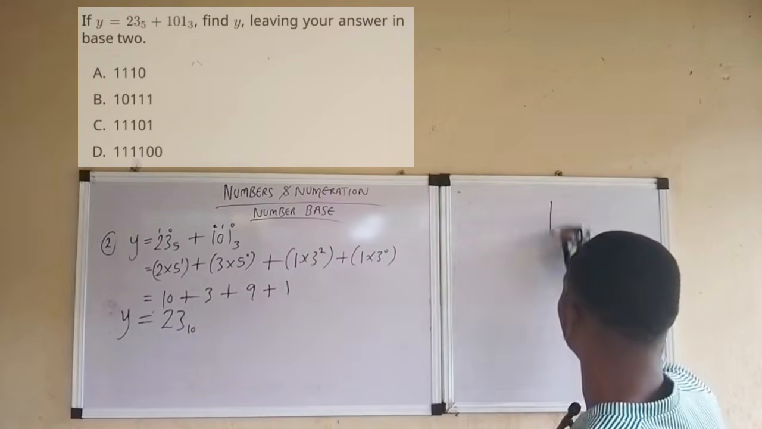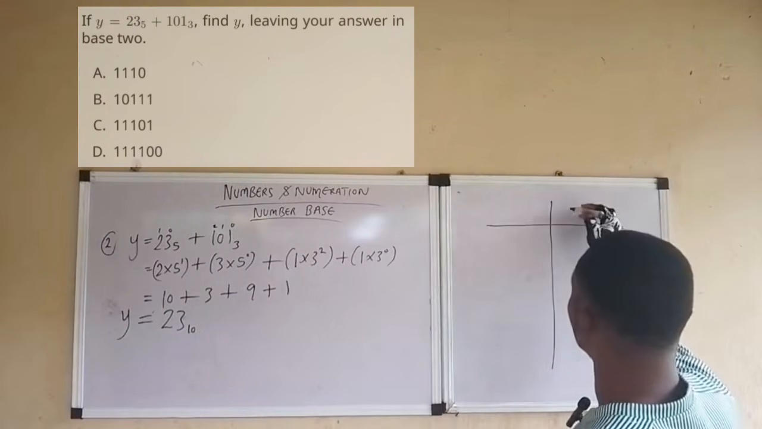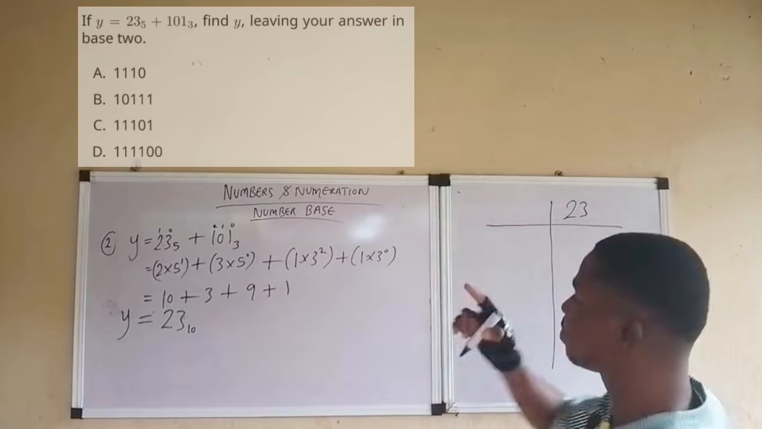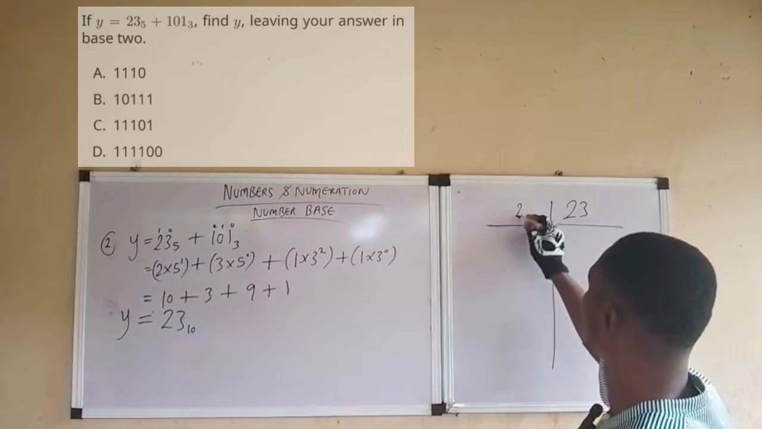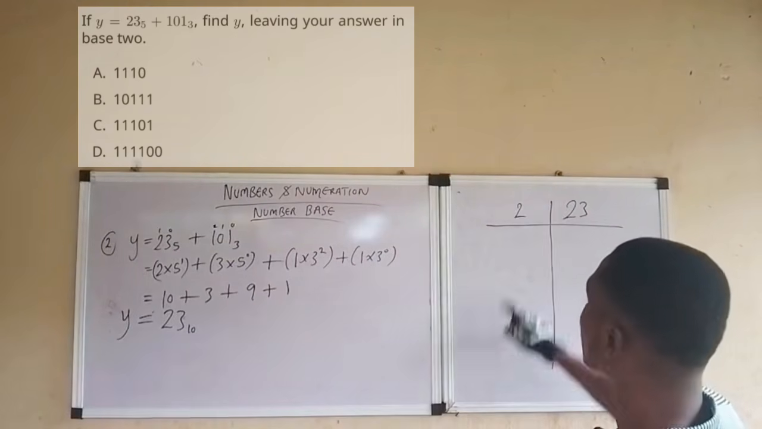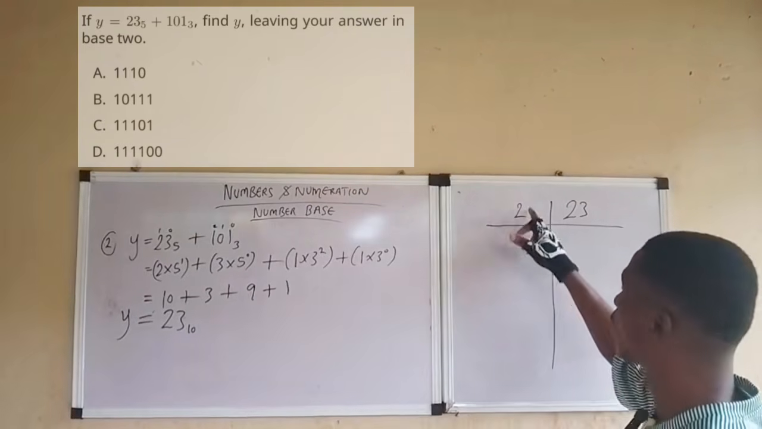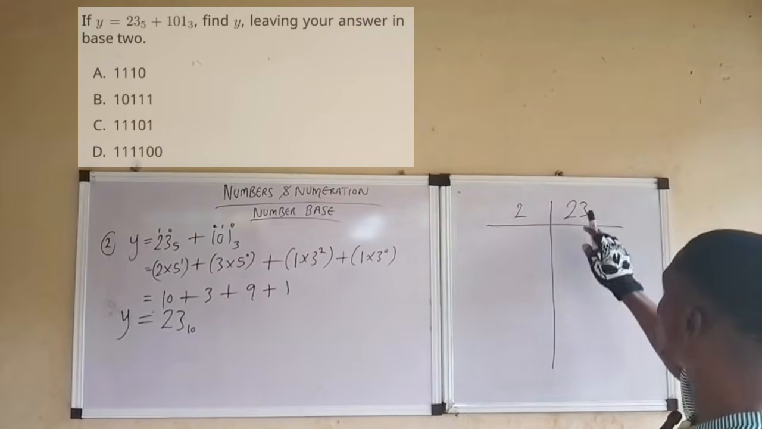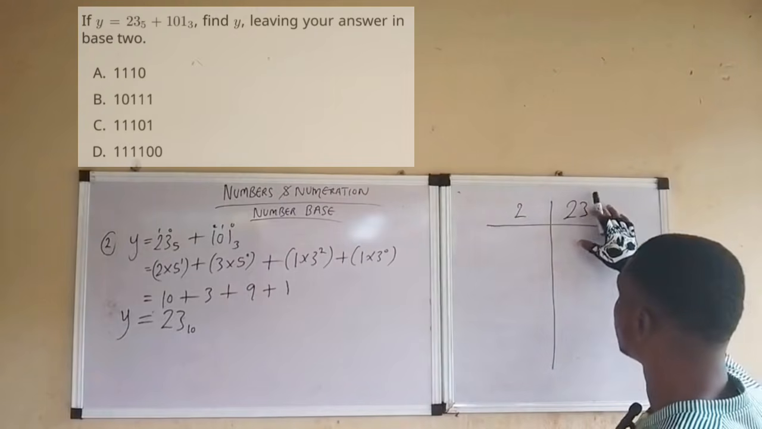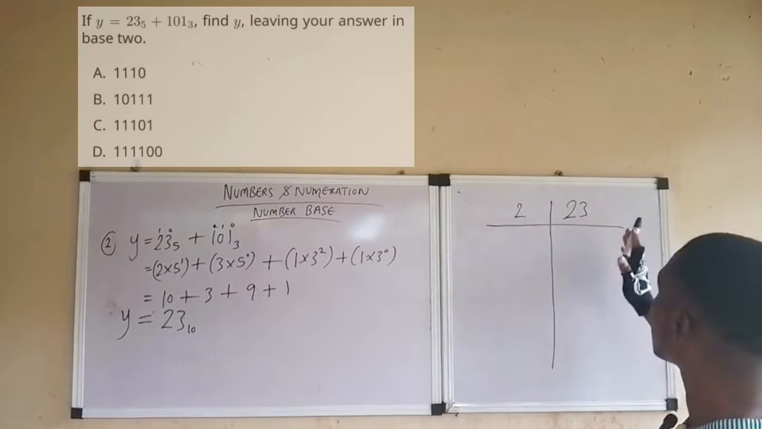First of all, you draw a table like this. Write the number you're converting here, and the base you want to convert it to, write it here. So we want to convert it to base 2. That's why we have 2 here. If we wanted to convert it to base 4, we'd have 4 here. All right? So now we are going to begin dividing this 23 by 2 and write the remainders.